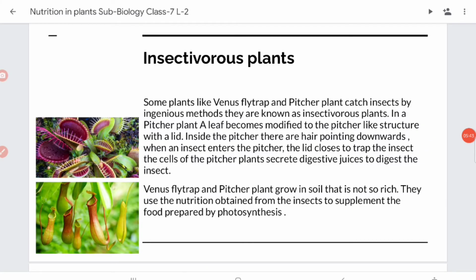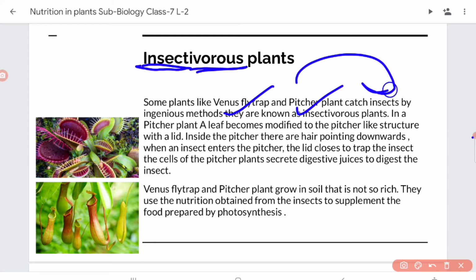Now, the next type of plant is insectivorous plants. As the name suggests, plants like Venus flytrap and pitcher plant catch insects. They catch insects by ingenious methods. Hence, they are known as insectivorous plants because they get their nutrients from those insects.